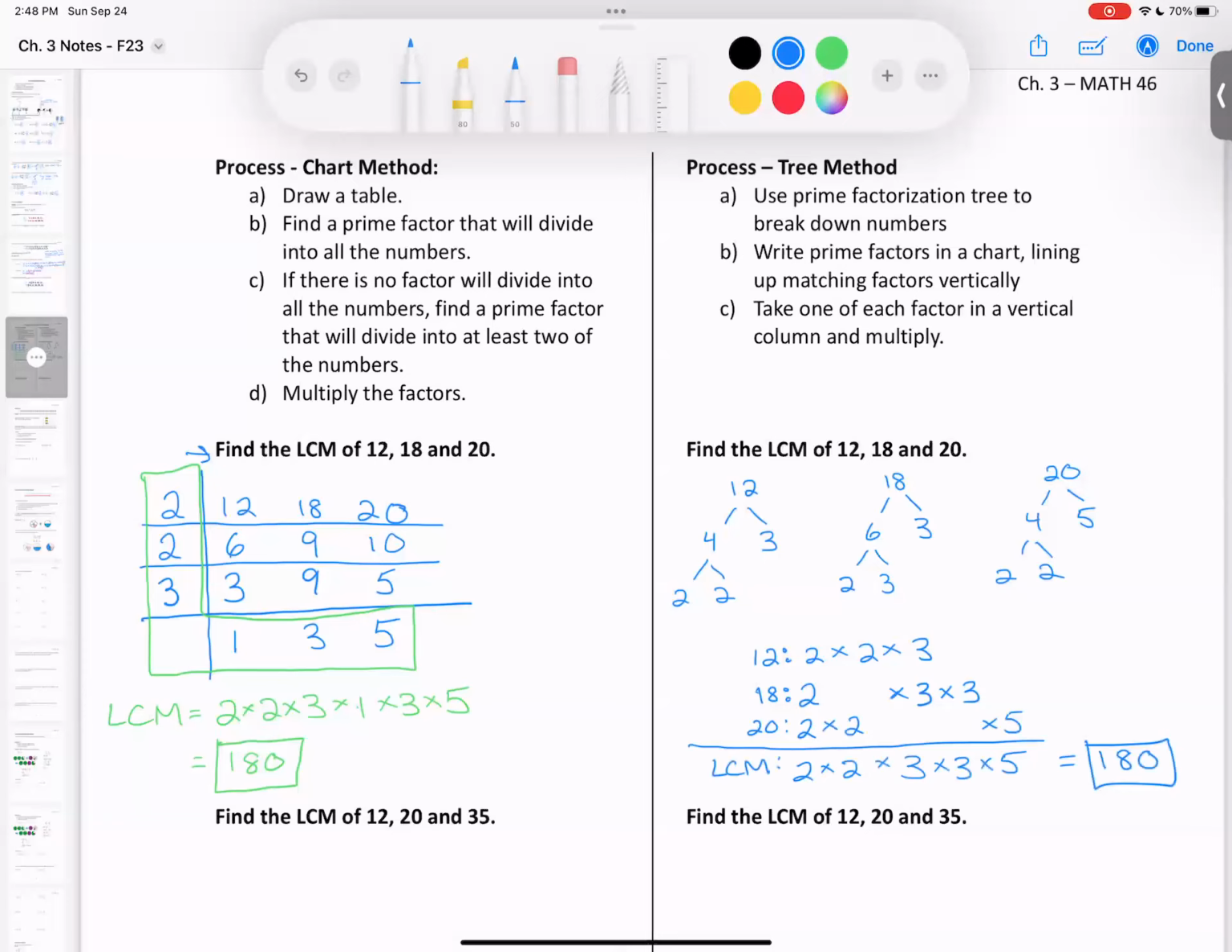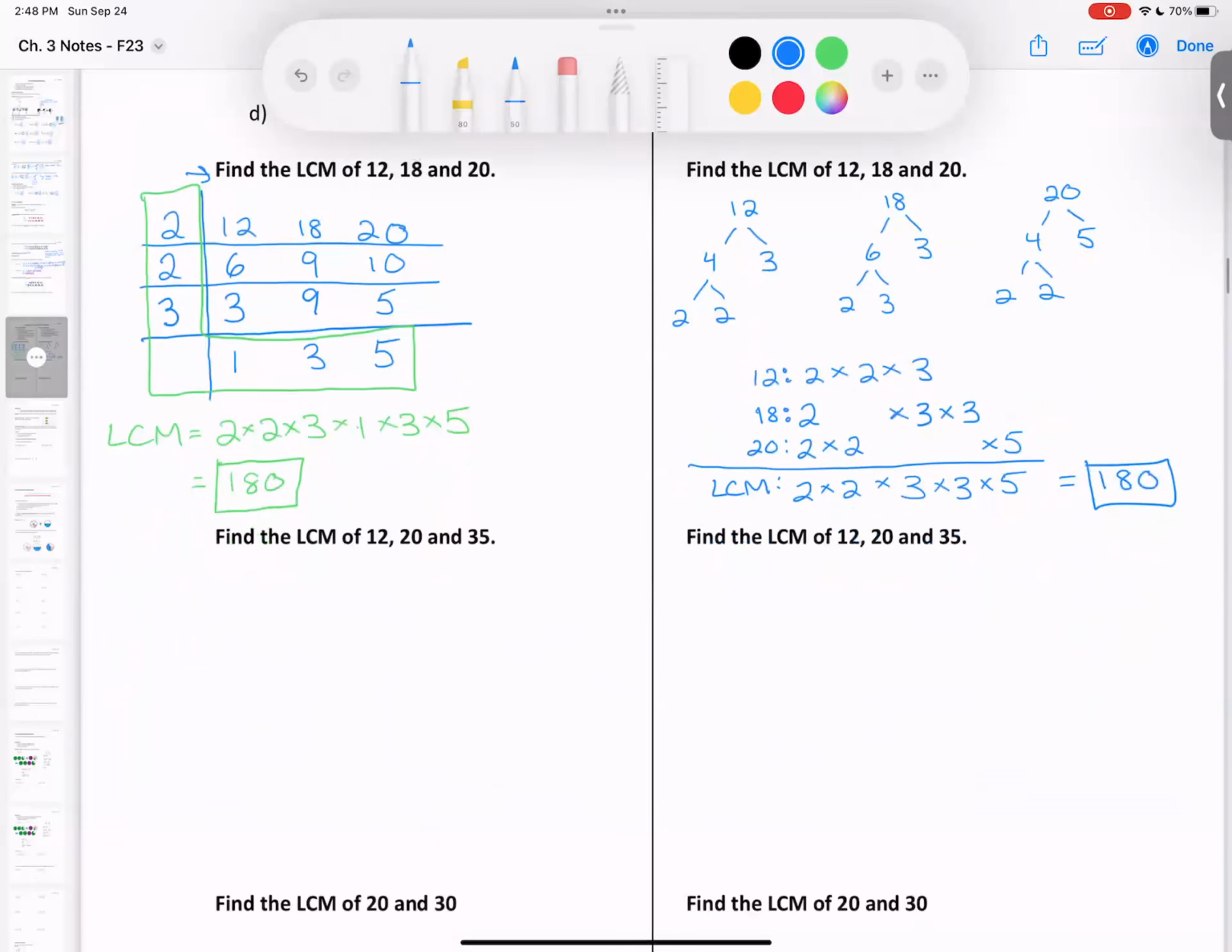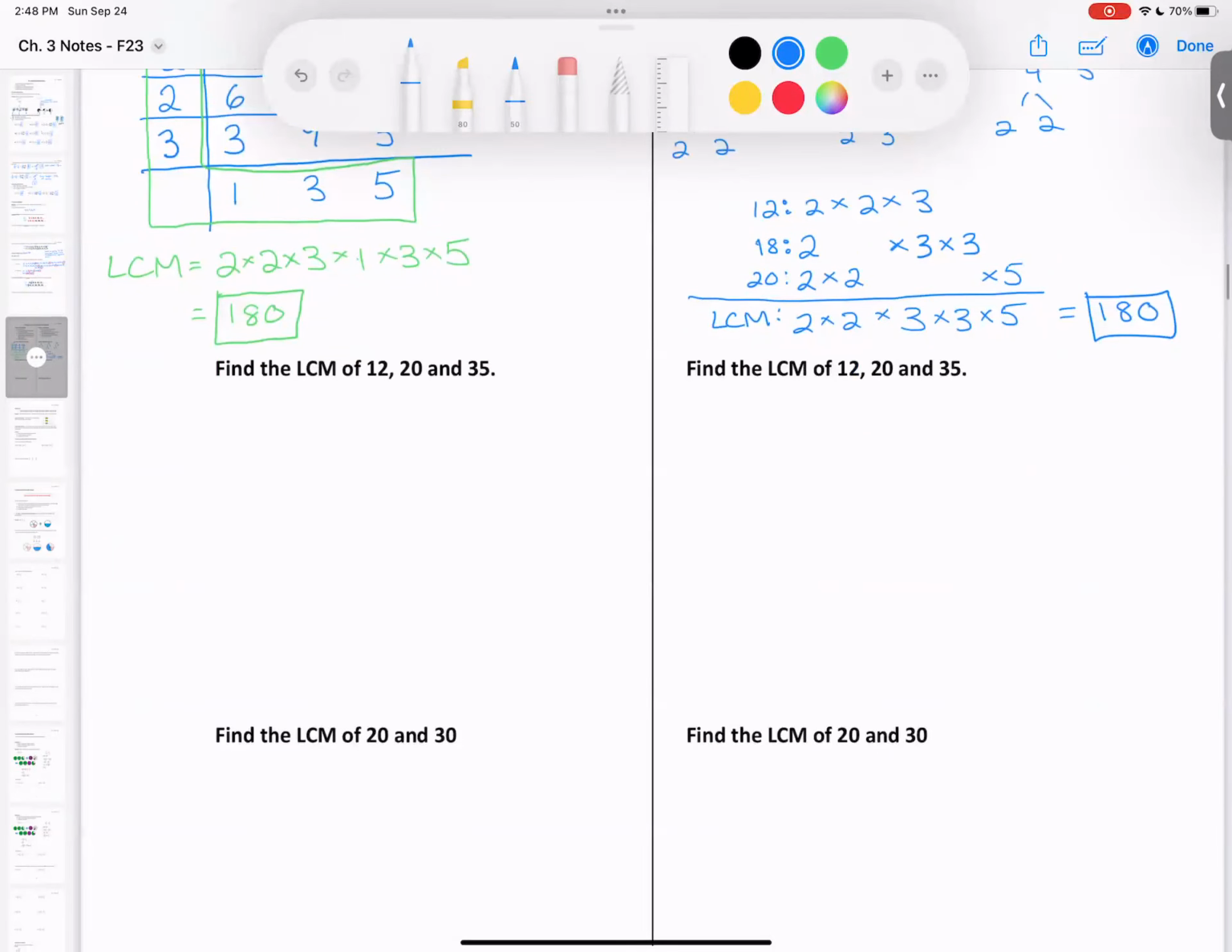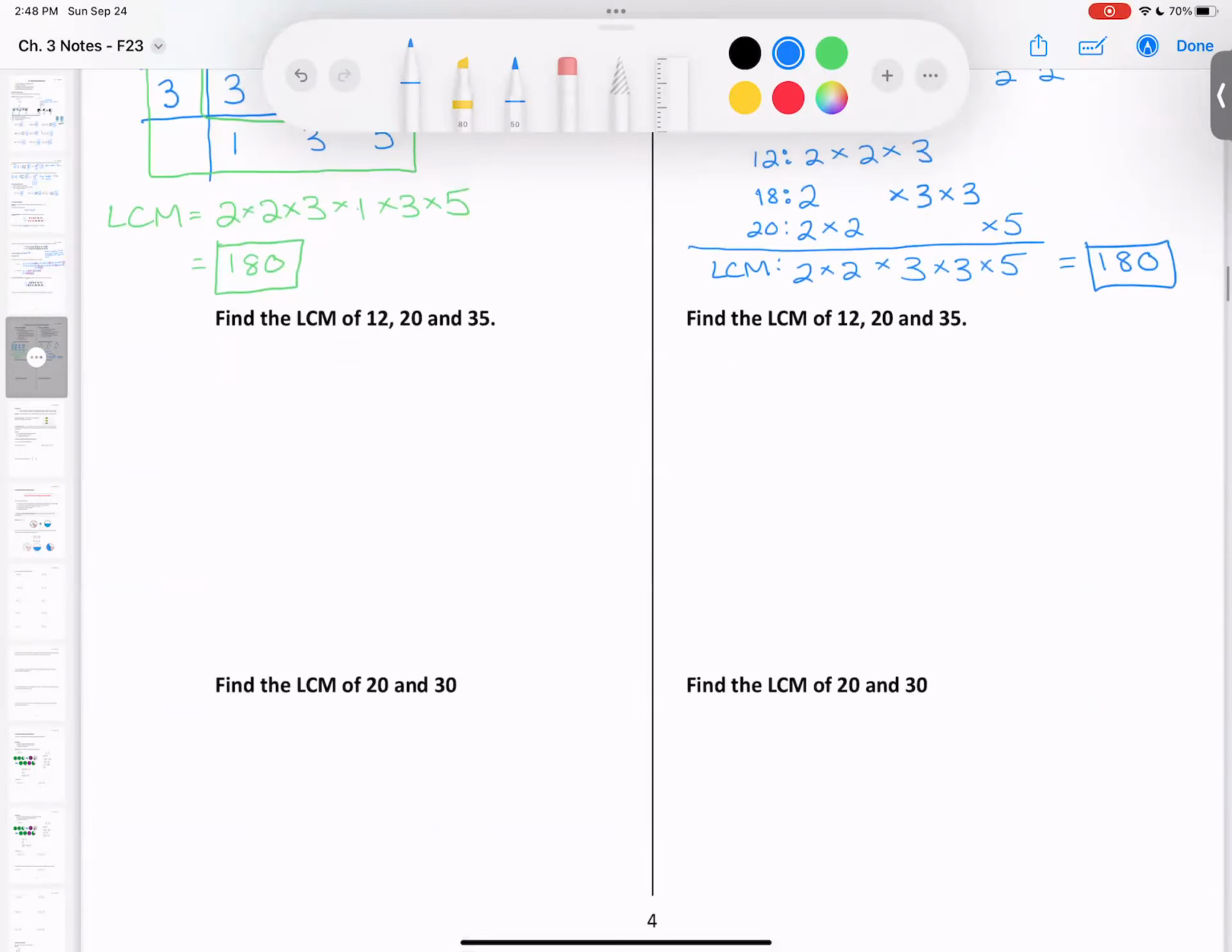So you don't need to know both of these methods. Use the one that works best for you. So using your method of choice, go ahead and try these next 2 problems. So pause the video, try those, and then I'll do them both ways.